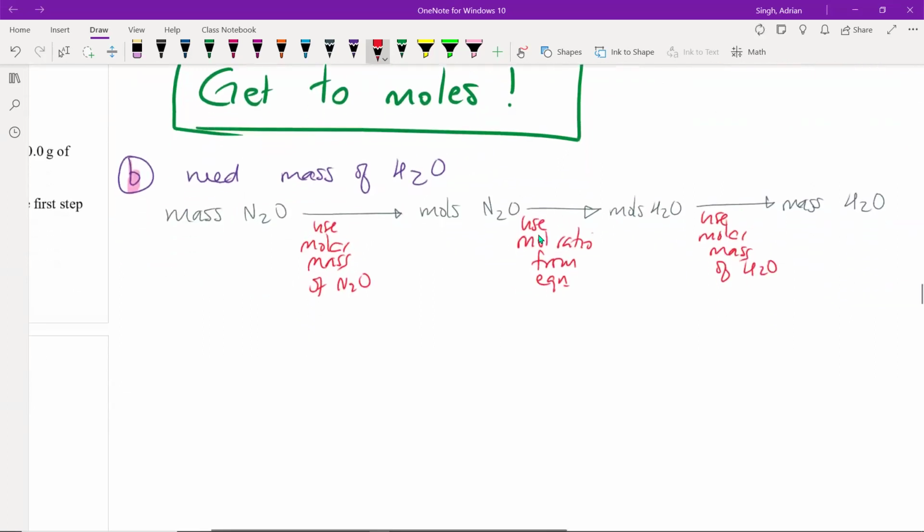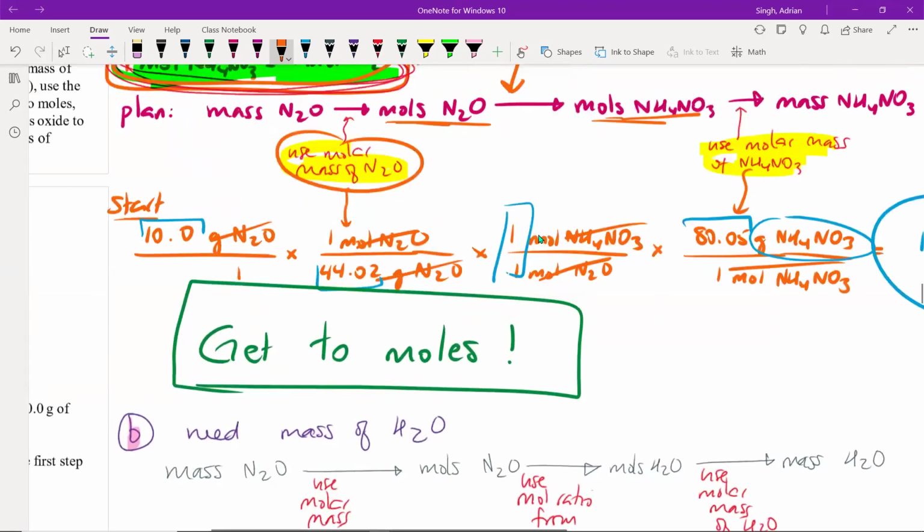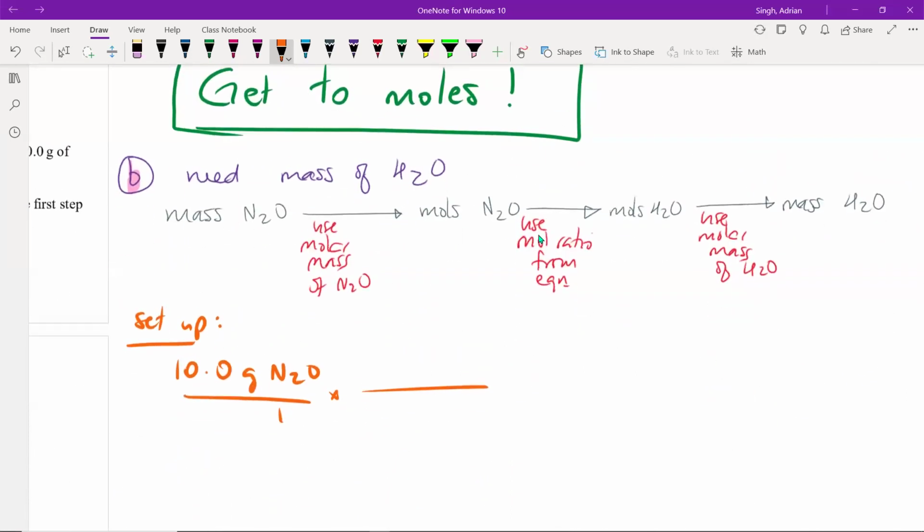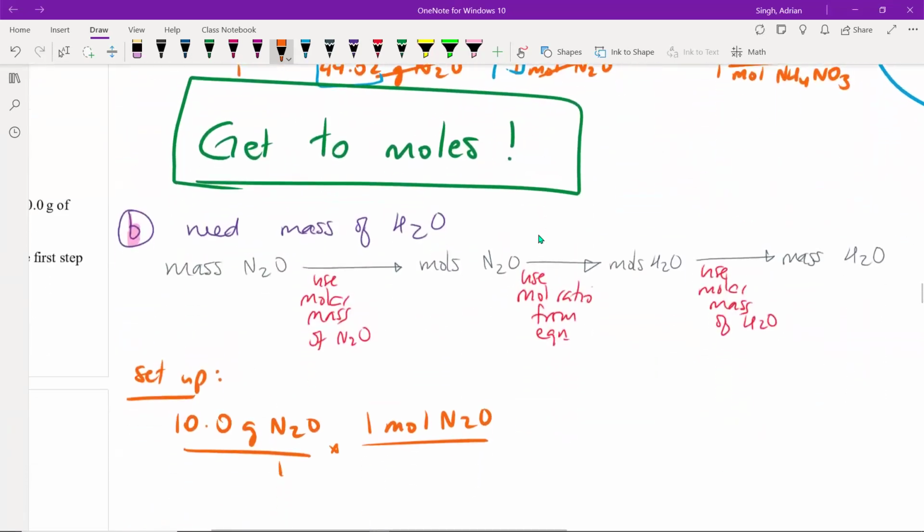When I set this up, it's going to look something like this. Again, I start with what's given. So I have my 10.0 grams of N2O. My first step is to convert it to moles. This is the same step we did above, because there we converted it to moles of N2O. So for every 1 mole of N2O, we have 2 nitrogens. That's 28 plus 16, so that's 44.02 grams of N2O. Grams go away. That's this step here.